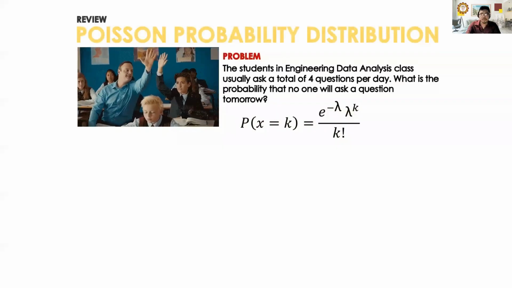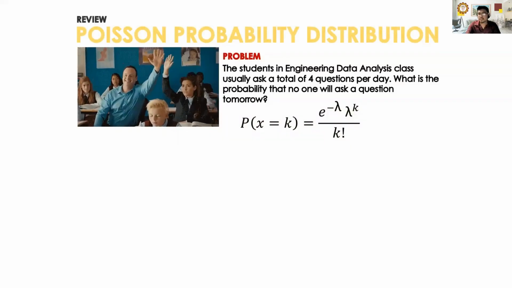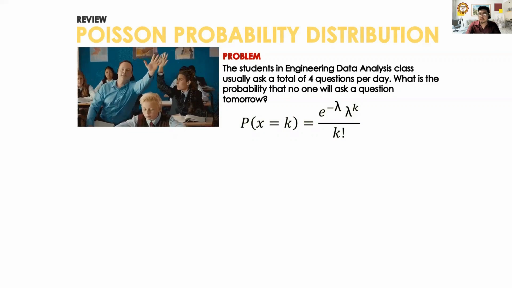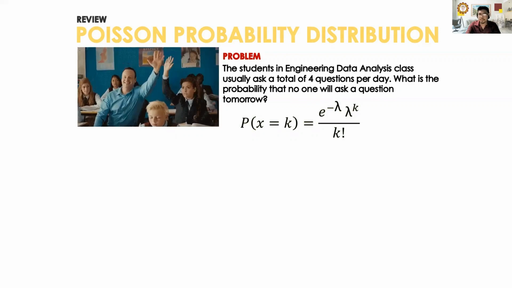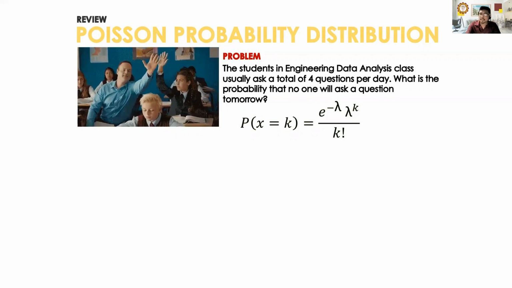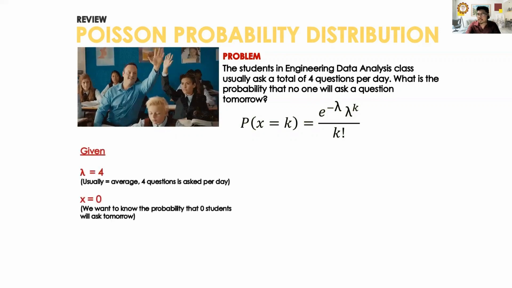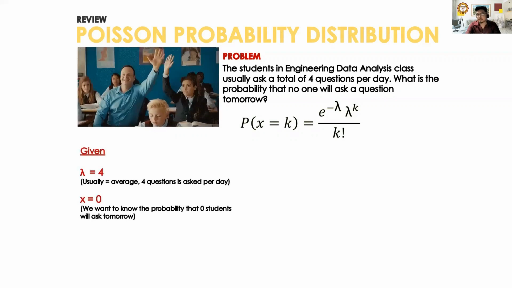So let's have an example. The students in engineering data analysis class usually ask a total of 4 questions per day. What is the probability that no one will ask a question tomorrow? So this is a classic example of a Poisson distribution problem.